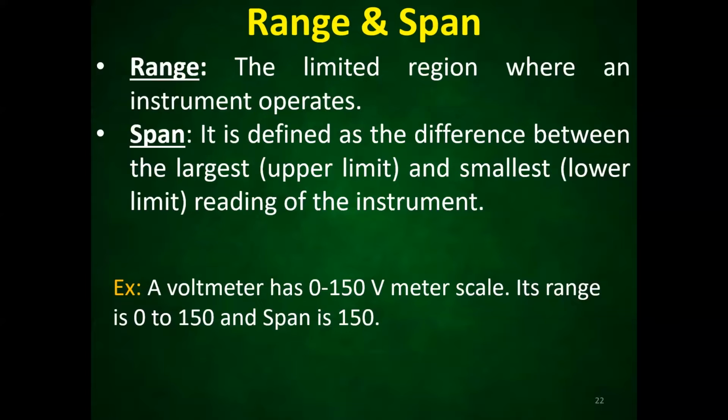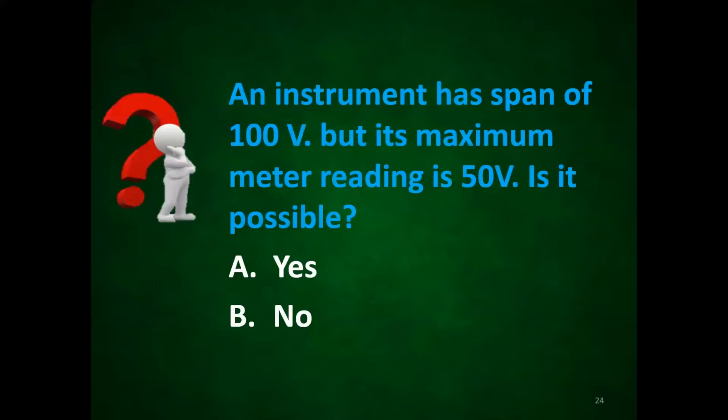To get more grip on it, please solve this question. Here it is. An instrument has a span of 100 volt. Okay, ignore this volt, you just missed out this volt because it is a typo. An instrument has a span of 100, let's say, but its maximum meter reading is 50 volt. Is it possible? Yes or no? Just think about it.